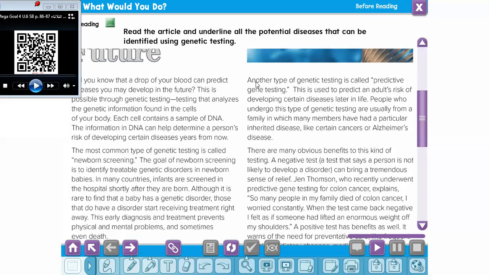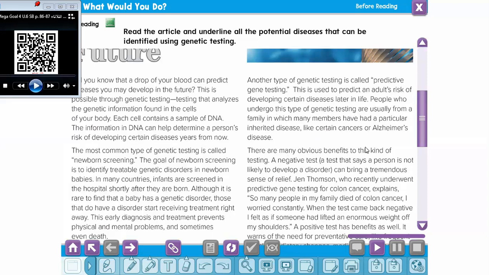Another type of genetic testing is called predictive, used to predict an adult's risk of developing certain diseases later in life. People who undergo this type of genetic testing are usually from families in which many members have a particular inherited disease, like certain cancers or Alzheimer's disease.